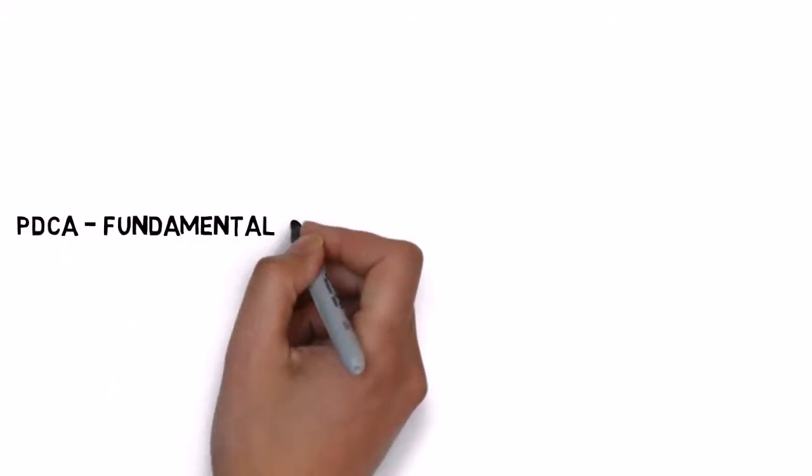So as you can see, PDCA is the fundamental cycle that runs a business through many loops. It is an easy way to improve the work we do.